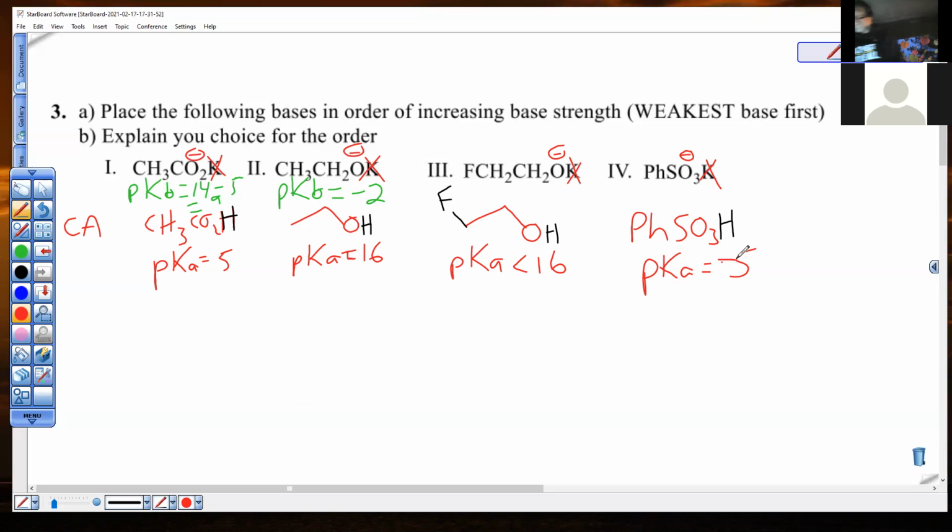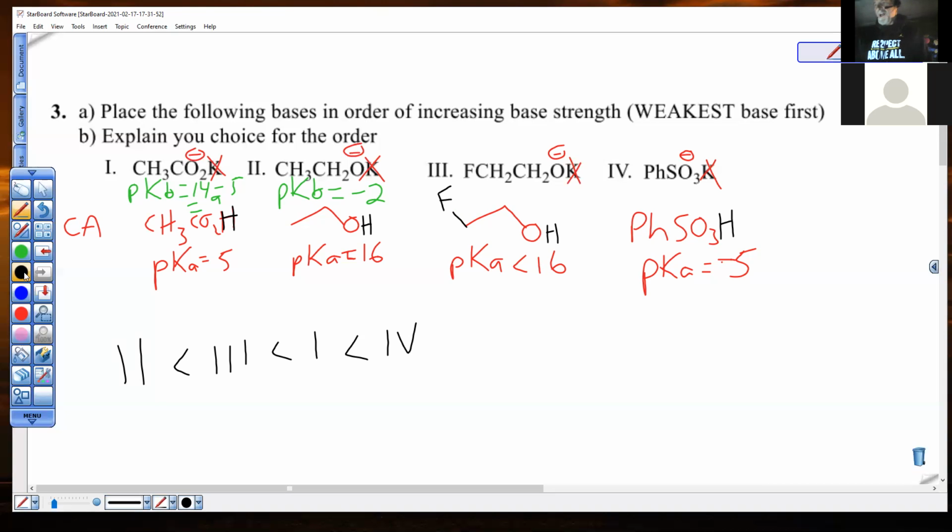-5. So that's our strongest. I'm going to go largest numbers weakest first. 2. 16 is larger than less than 16. 3 is larger than 5. Is larger than -5. Explain my choice. Well, you can use stability of the bases as your argument.